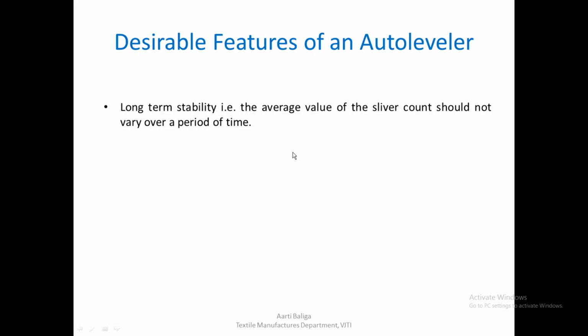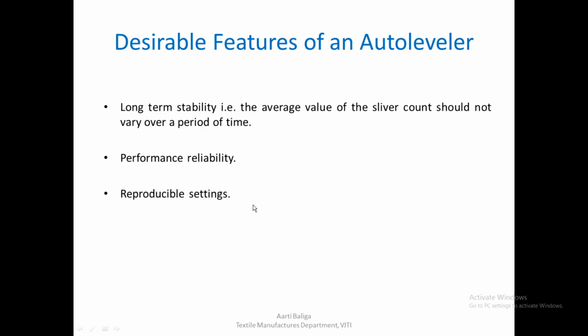So now once we have understood all the types of auto levelers, let us see what are the desirable features of a good auto leveler. One thing is it should have a long-term stability. That is, the average value of the sliver count should not vary over a period of time, which, as we've seen, is a drawback in the case of an open loop system. So a desirable property is that it should have long-term stability. Then it should also be reliable in terms of performance. It should correct the irregularities that it is meant to correct.